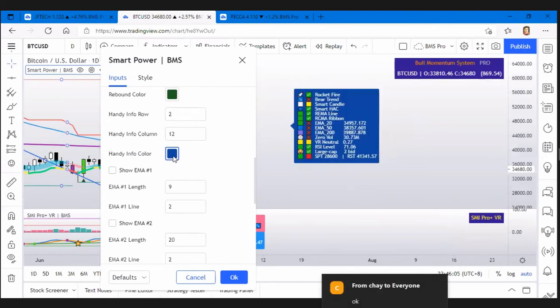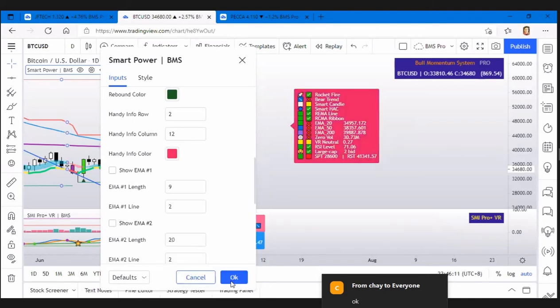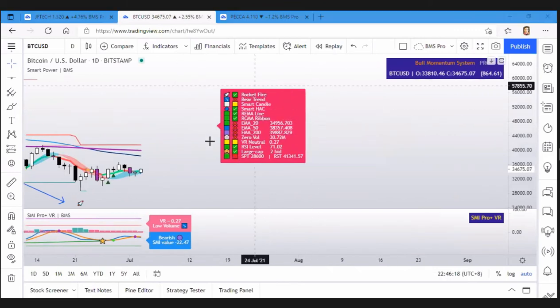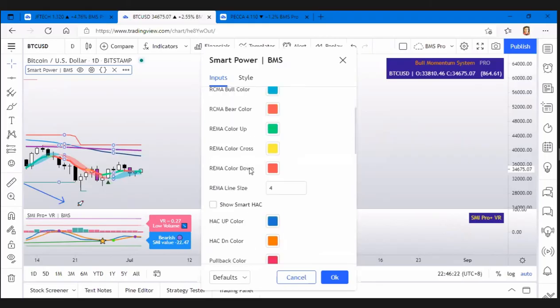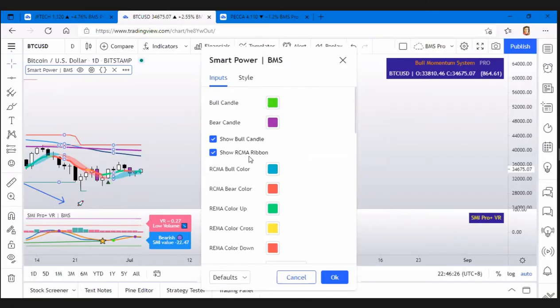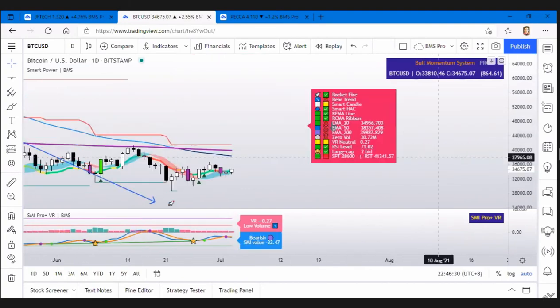Okay, and you can change color. Everything can change color. You can change position, you can change color. So you can play around with the settings here. All the lines, everything, you can change the colors. It's handy info. All right.